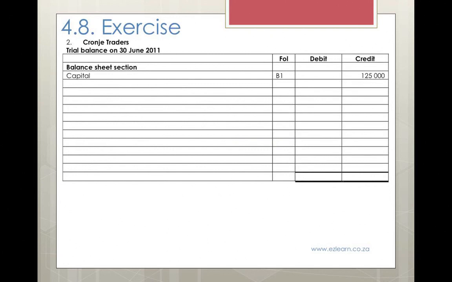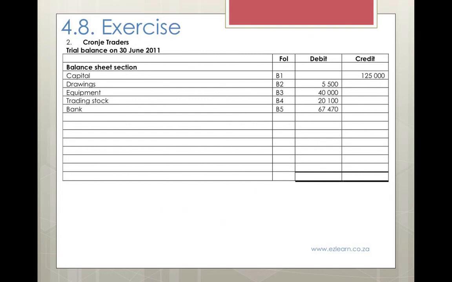Once you've done this, you are ready to enter the trial balance figures. You will use the balances that are in the general ledger account at the end of the month. Capital is B1 and has a credit balance of 125,000. Drawings is 5,500 on the debit side. Equipment 40,000 debited. Trading stock 20,100 on the debit side. Bank 67,470 in the debit side.